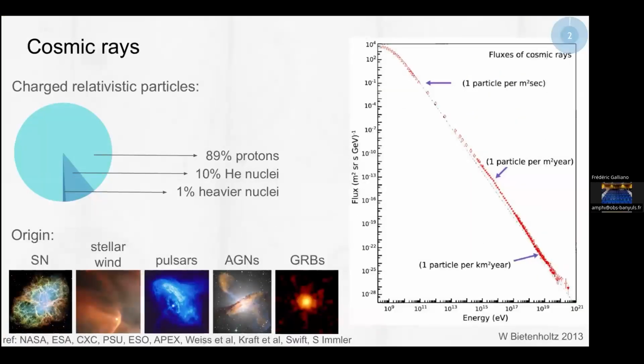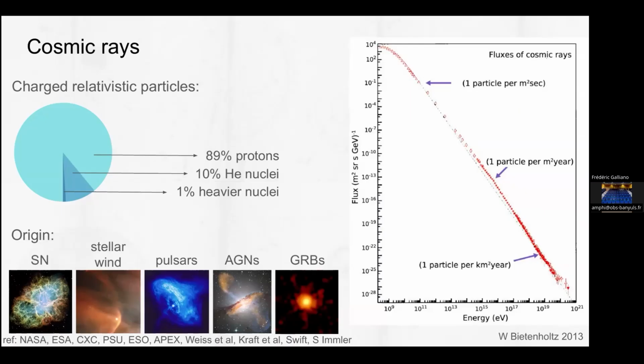Okay, so cosmic rays are basically charged relativistic particles. For the most part, they're protons, 89%, 10% helium nuclei, and a minority, 1%, heavier nuclei. Now, that 1% may seem small, but those heavy ions are actually very important when it comes to depositing energy into matter in the ISM.